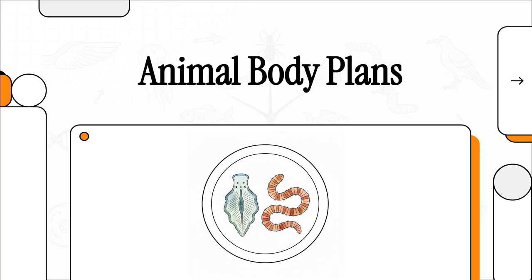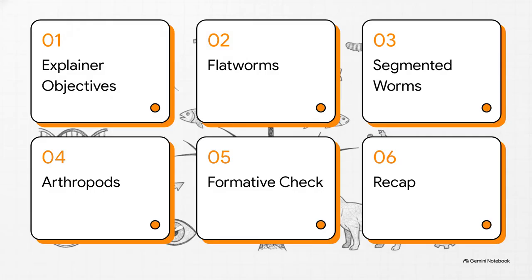G9 Biology, Unit 7, Lesson 2, Flatworms and Roundworms and Rotifers. Today, we're setting the stage to climb what I like to call the evolutionary complexity ladder. We'll be focusing our lens specifically on flatworms, segmented worms, and arthropods to check out some truly fascinating animal body plans.